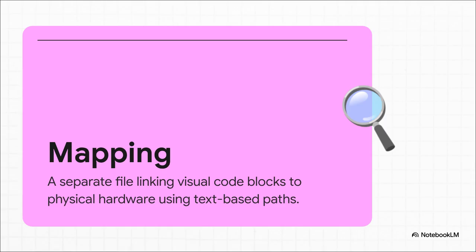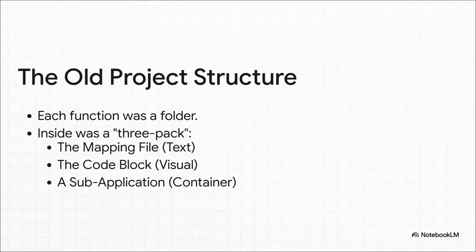So you'd be in your main application, dragging and dropping these nice, clean visual blocks, and you'd have a generic input block. But what is that input? You'd have to jump over to this other file, this text file, and literally type out a path that says, okay, that generic input block is actually the physical red button number 5 on the control panel. A total disconnect.